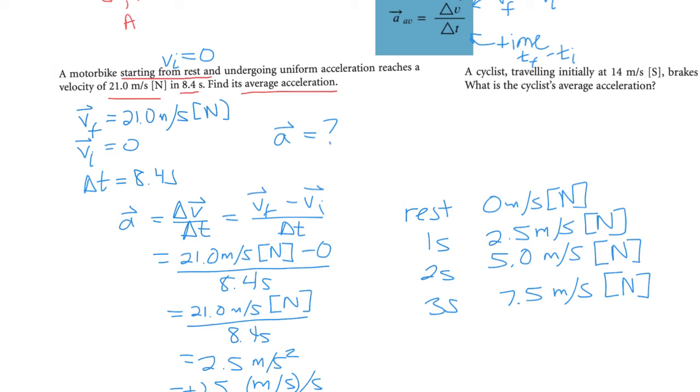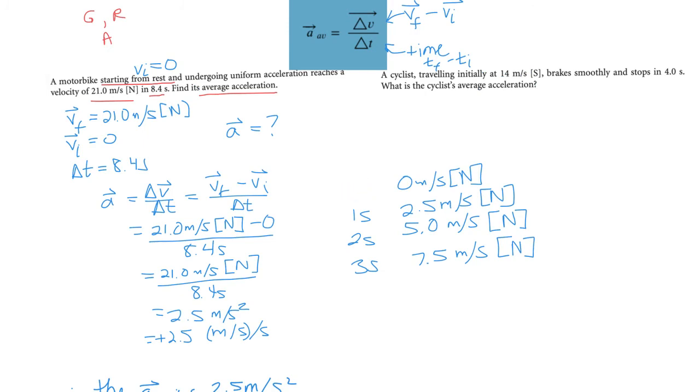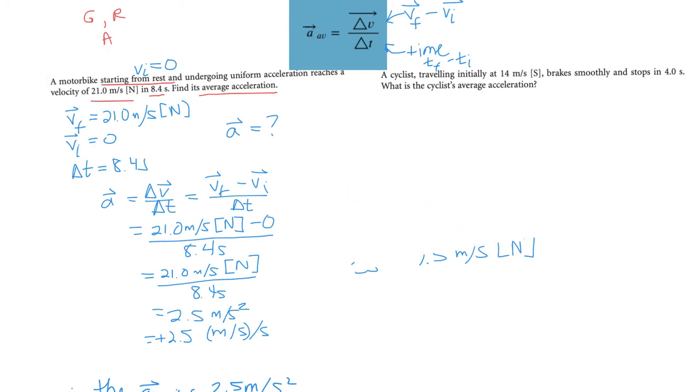Let's try another problem. So this time we have a cyclist traveling smoothly. So I'm just going to undo that for 1 second. All right, so let's start that one over again. So we have a cyclist traveling initially at 14 meters per second south, and it stops in 4 seconds.